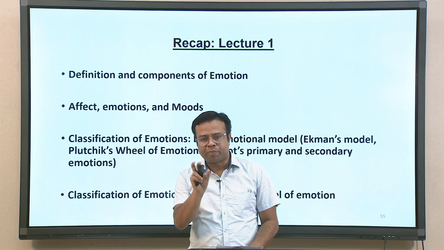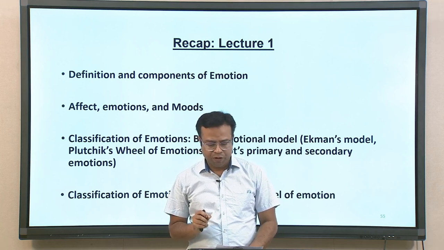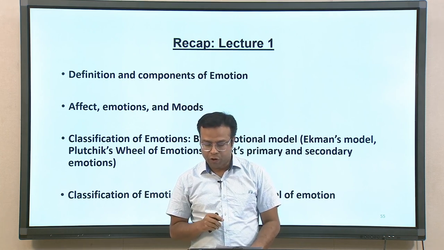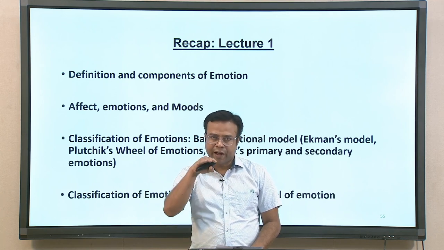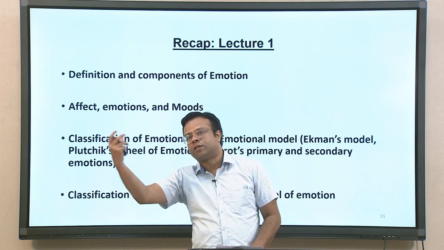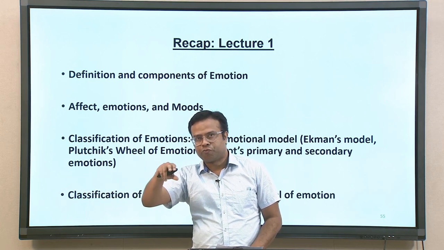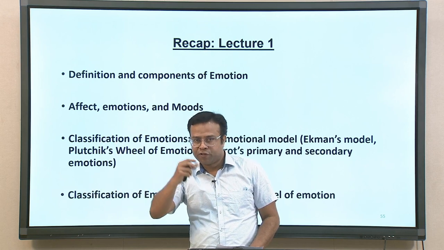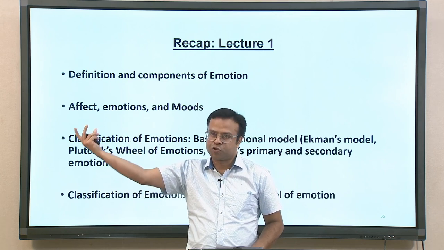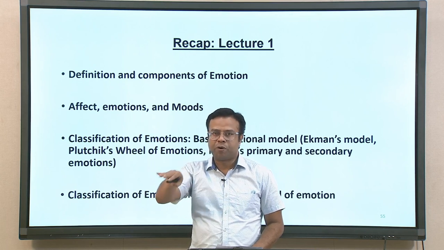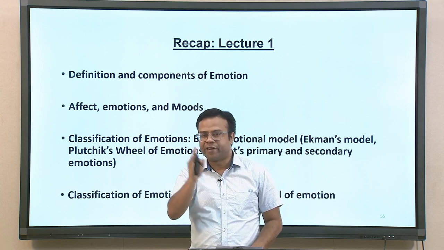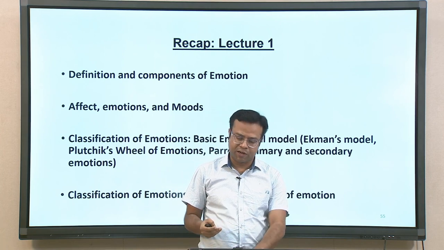We have also discussed Parrott's primary and secondary emotions, which talks about 6 basic emotions: love, joy, surprise, anger, sadness and fear. The idea of Parrott's theory was that each of these basic emotions can lead to other emotions. From primary emotions, secondary emotions are derived, and each of these secondary emotions can lead to further emotions called tertiary emotions. So, he is talking about how many emotions can be derived from one emotion. We discussed it in the last class.